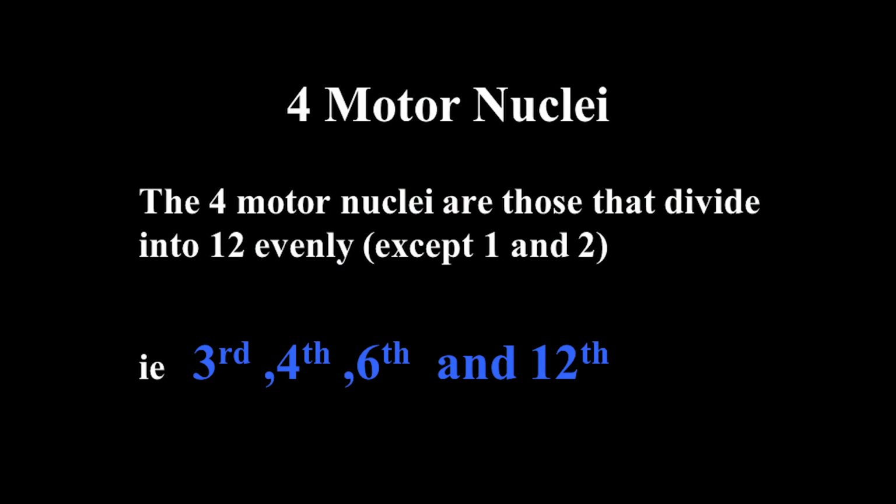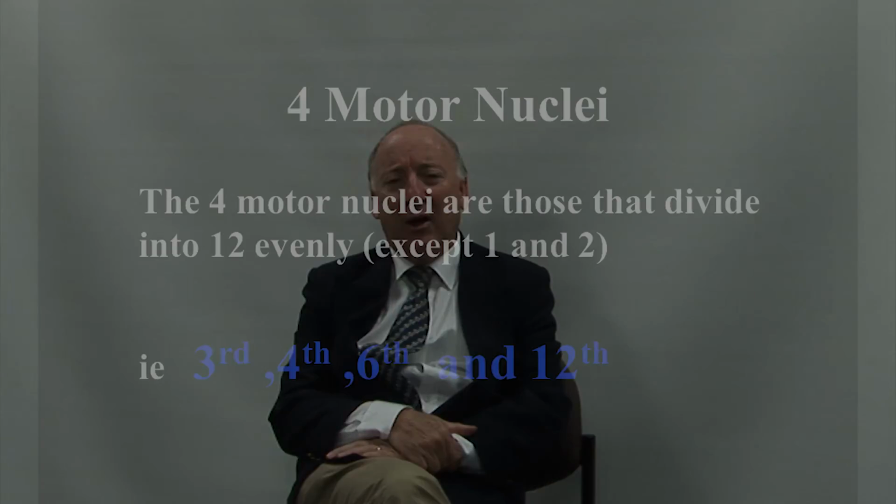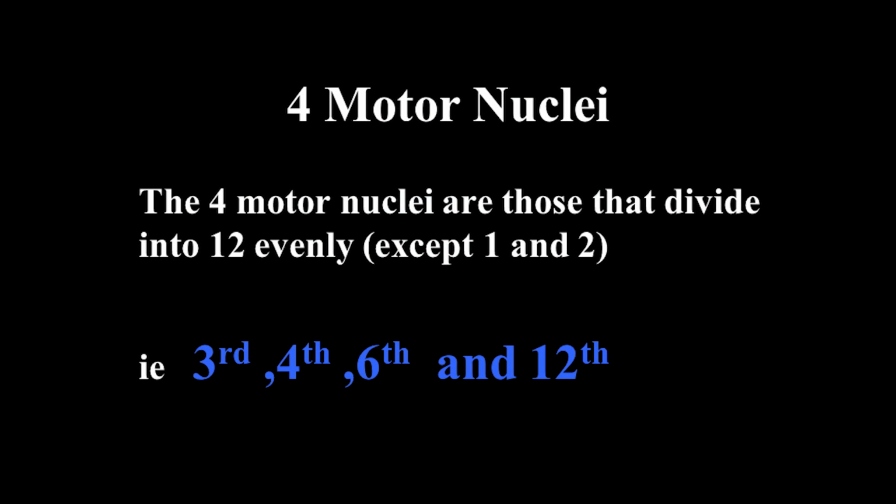The final rule of 4 is that the 4 motor nuclei are those that divide evenly into 12, except for 1 and 2. Therefore, the 4 motor nuclei are 3, 4, 6, and 12.